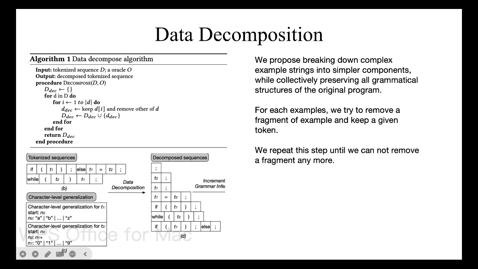Then we propose breaking down complex example strings into simpler components while collectively preserving all grammatical structures of the original program. For each example, we try to remove a fragment of the example and keep a given token. We repeat this step until we cannot remove a fragment anymore, and we can decompose the examples into simpler components.